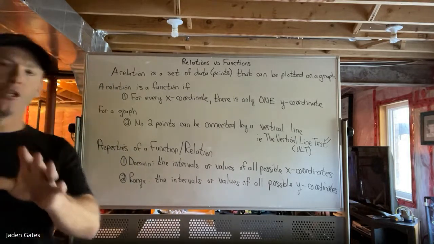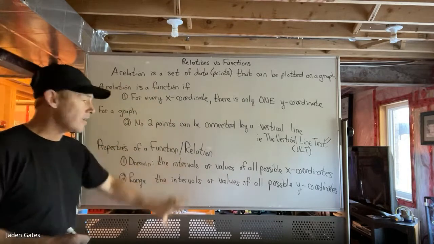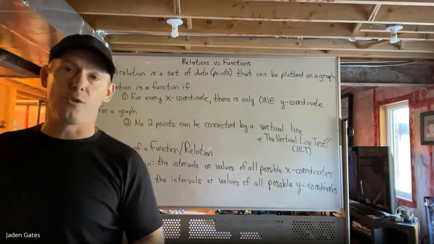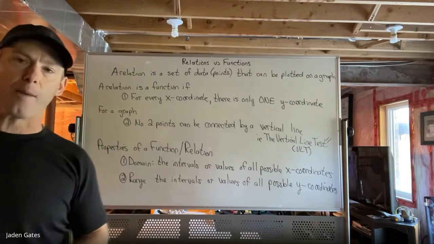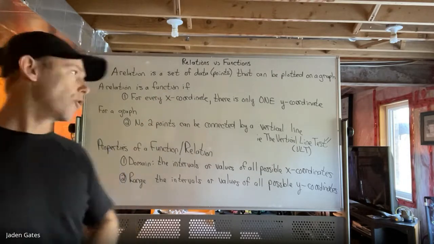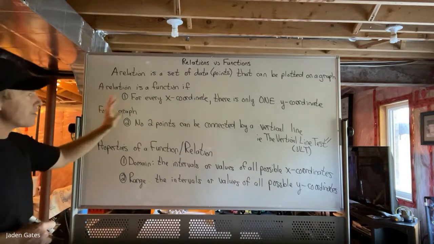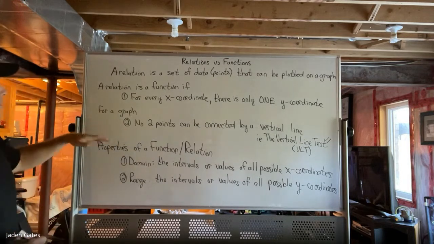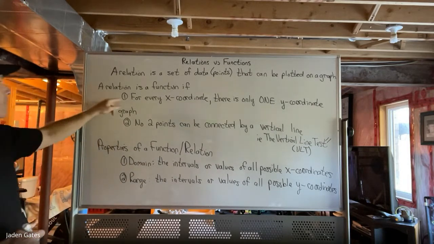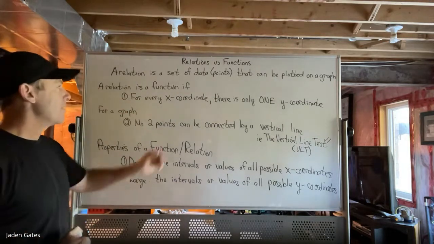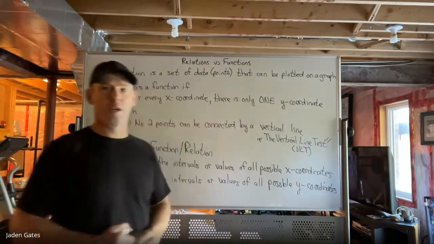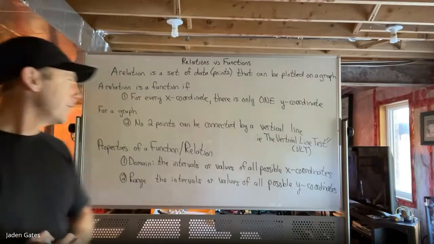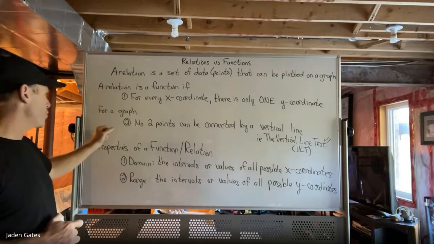Now, here's what I'm going to do. I'm going to be honest with you. I'm going to read this, and it is not going to make any sense to you yet. We are going to do several examples, and then I'm going to refer back to this note, okay? So again, this won't make any sense, but I'm going to come back to it. A relation is a function if for every x coordinate, there is only one y coordinate. And I'm going to explain why that's important when we get to a question.